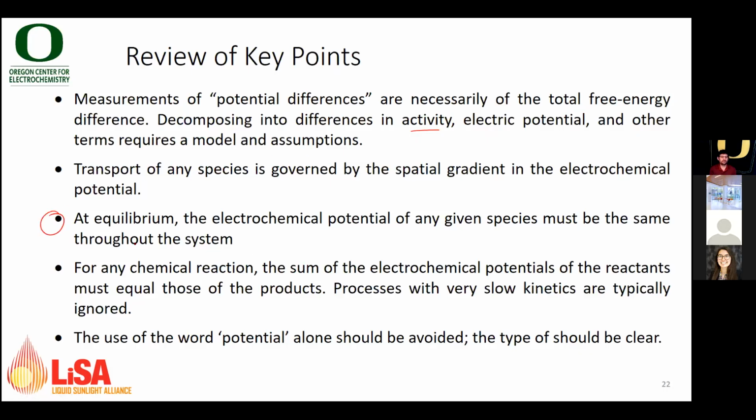This equilibrium point is really important. The electrochemical potential of any given species must be the same throughout the system at equilibrium. If I have a chemical reaction, like A plus B goes to C, I can write that the sum at equilibrium of the electrochemical potential of A plus the electrochemical potential of B has to be equal to the electrochemical potential of C, right? So they're at equilibrium. So if I make some more infinitesimal amount of C, then the chemical potential needs to be conserved. The delta G needs to be 0 for an equilibrium reaction.